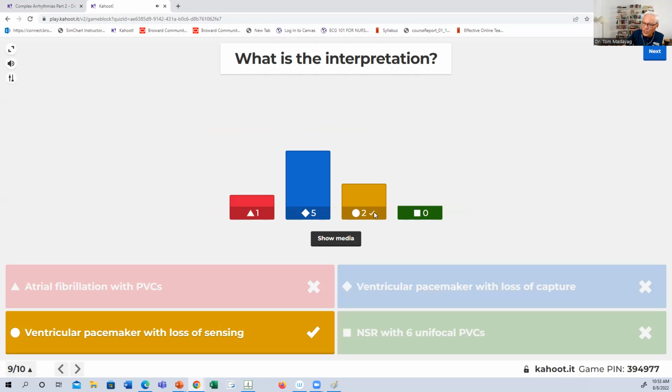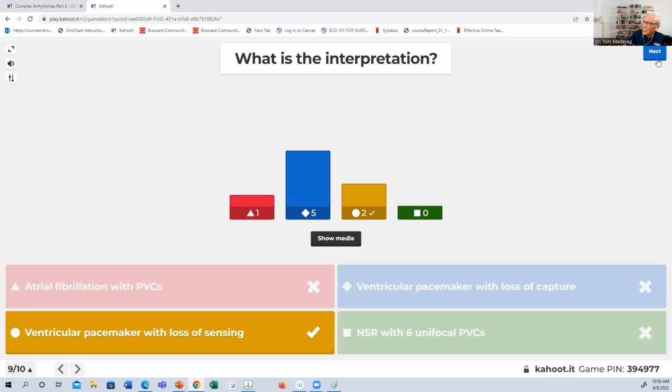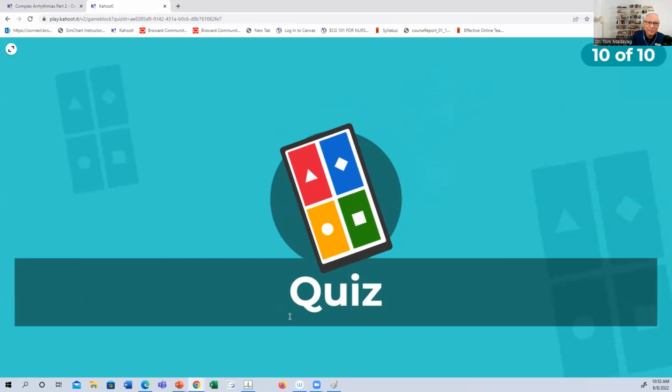Okay, the correct answer is that there's a ventricular pacemaker with loss of sensing. There's a spike right over here, but it didn't detect this QRS complex right over here. And therefore, the problem is loss of sensing. And let's see who answered that the quickest. Pau, Eileen, Joe, April, and Eric. And let's go to the last one.